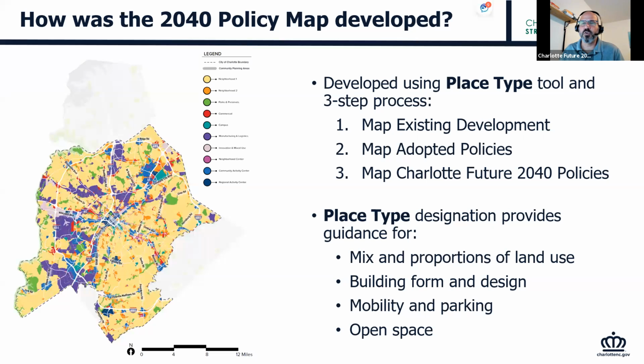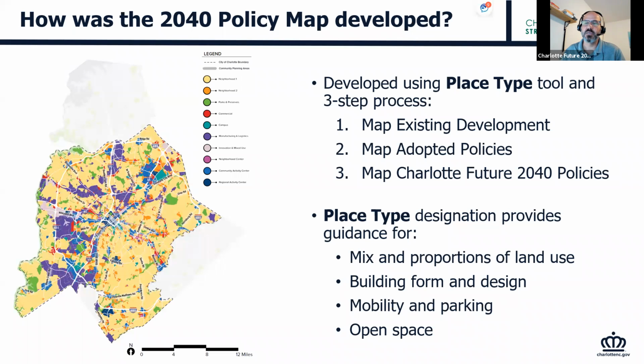The Charlotte Future 2040 policy map was developed using a new tool called place types and followed a three-step process. Place types are a new classification system to organize patterns of development. They are more complete and holistic than the city's old classification system called future land use or adopted future land use. You might have heard that term, which only provides guidance for the type of development, residential, commercial, or institutional, for example, permitted on a property.